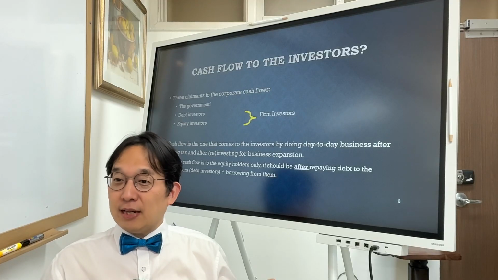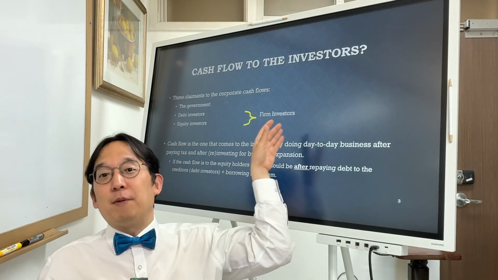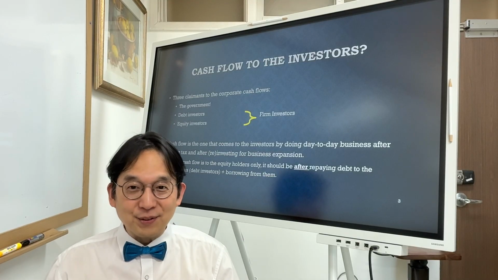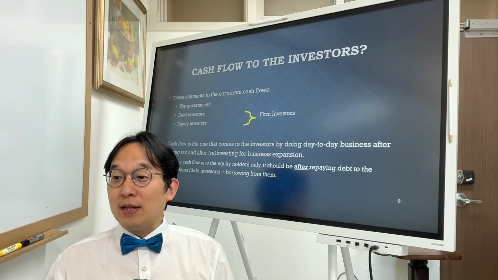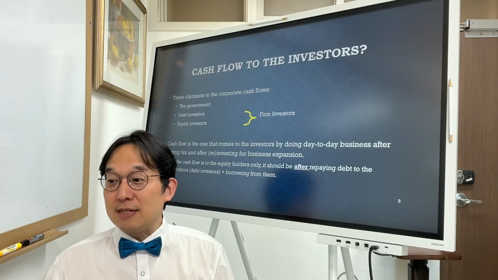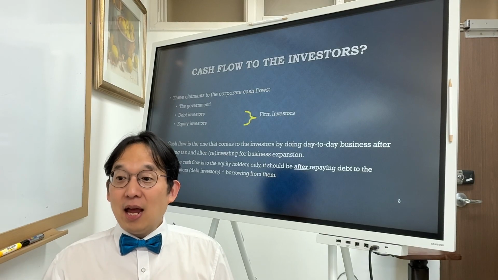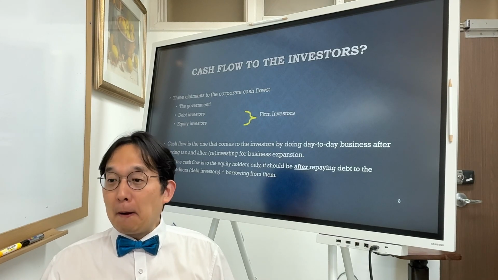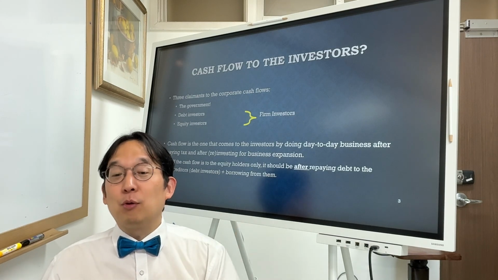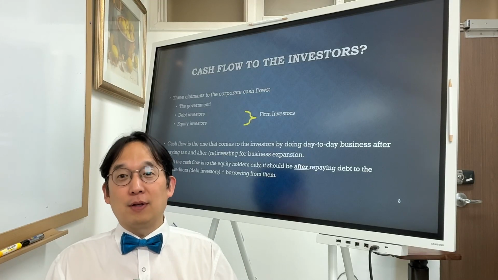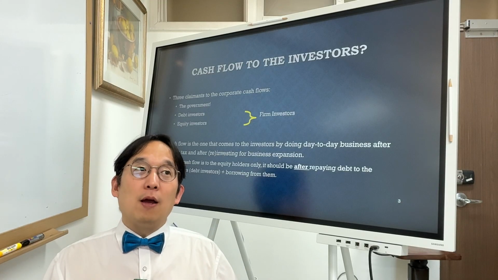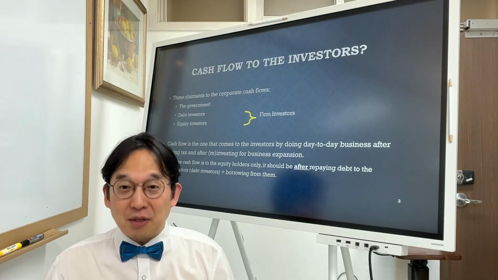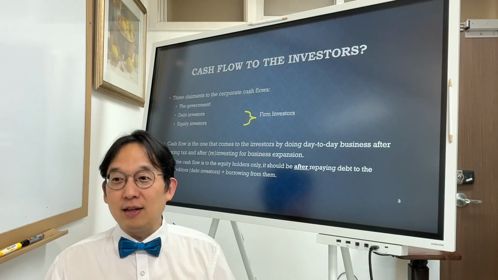Now, debt holders and equity holders, we call them firm investors. Government, we don't call them investors, right? They're just government, okay? And cash flow is the one that comes to the investors by doing day-to-day business, after paying tax and after reinvesting for business expansion. Here we have to be careful, okay? What is the cash flow that we can safely assume to be coming to the equity holders as a shareholder, as a claimant?